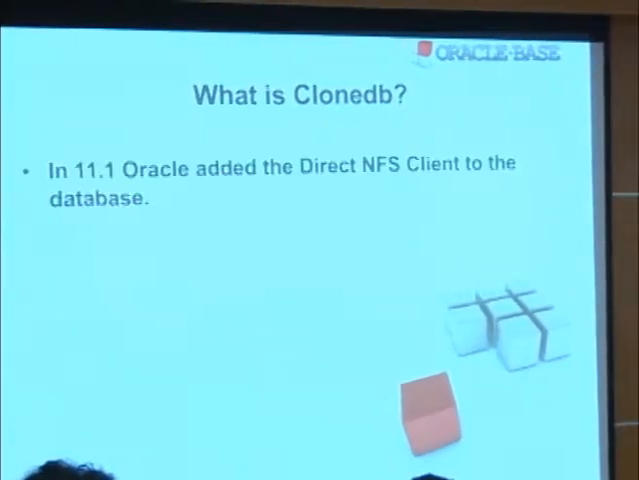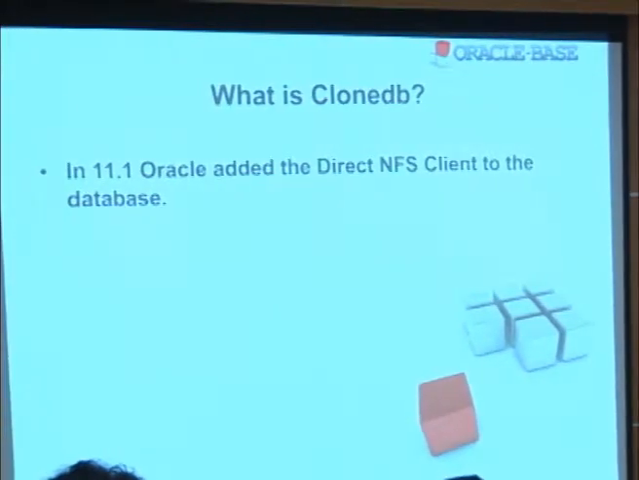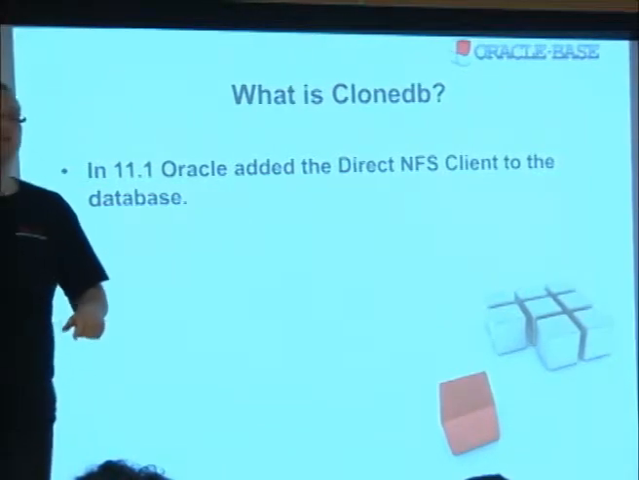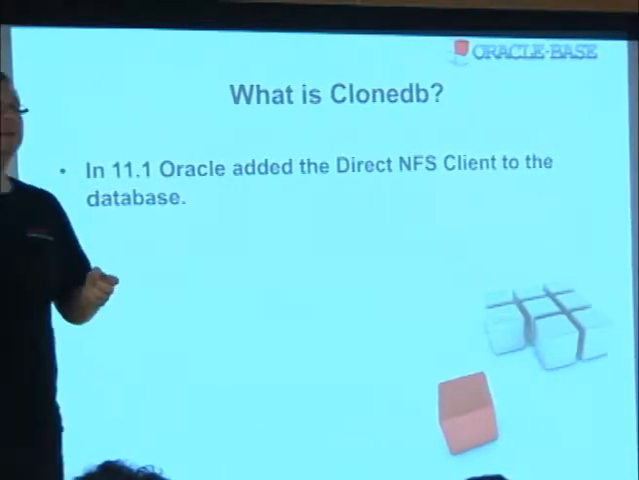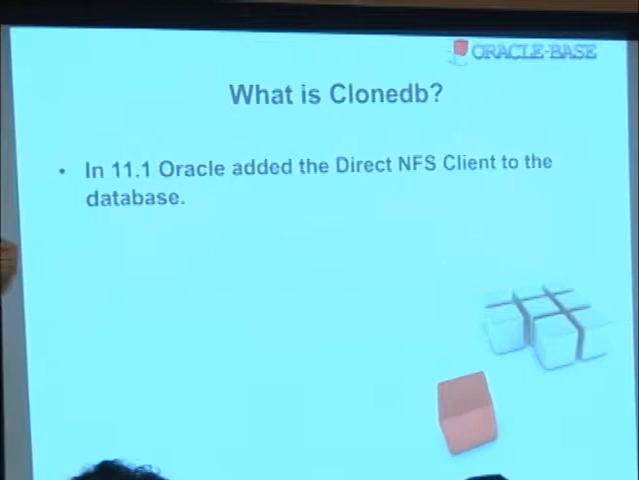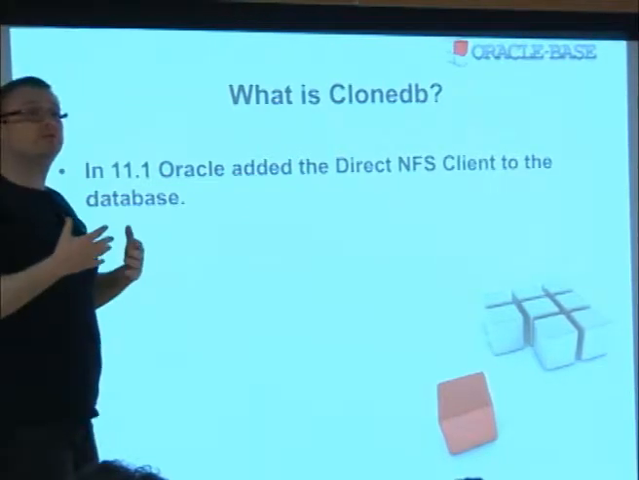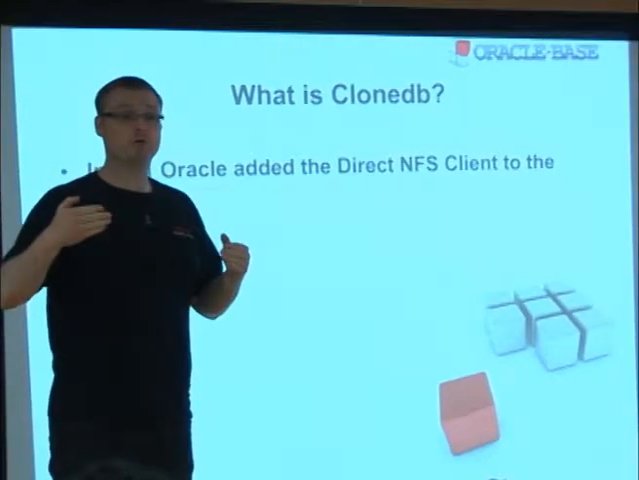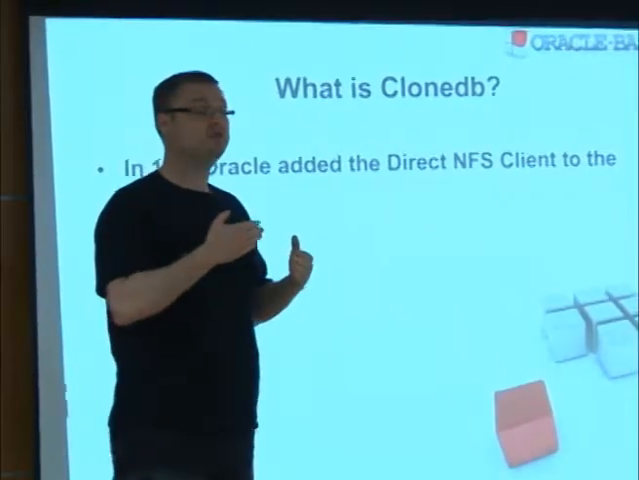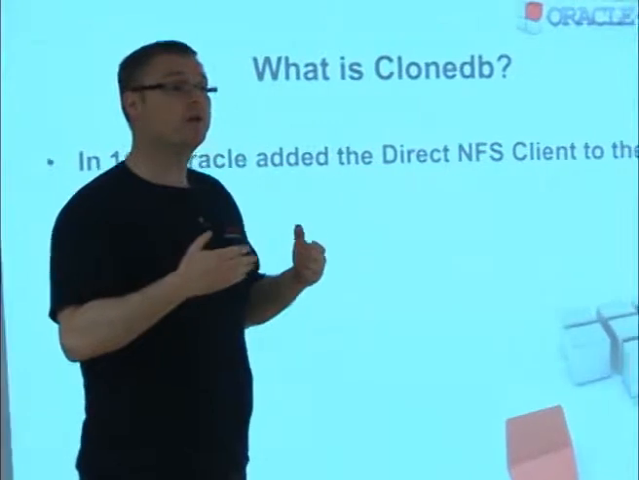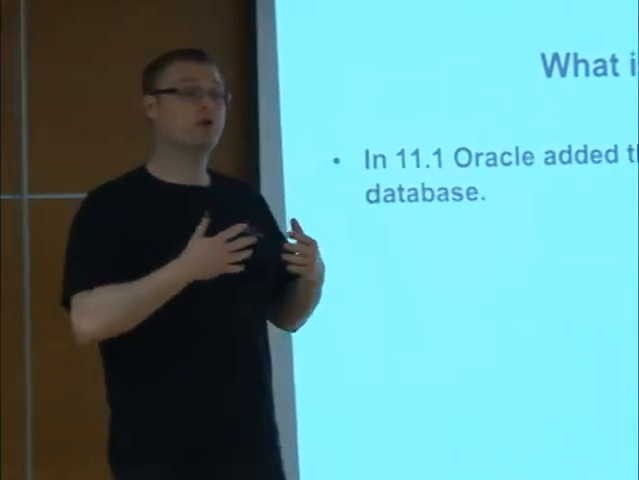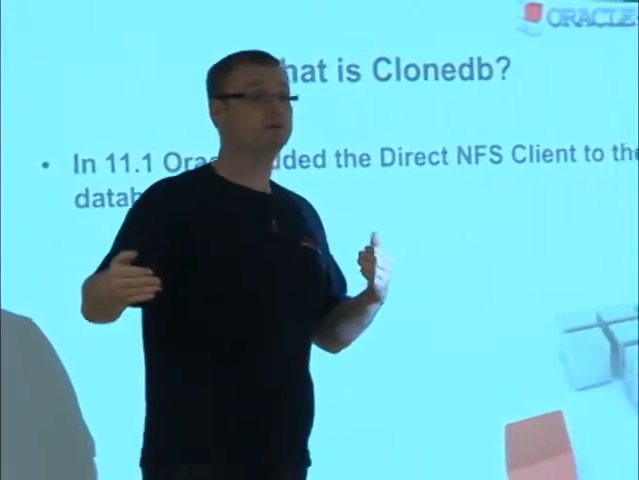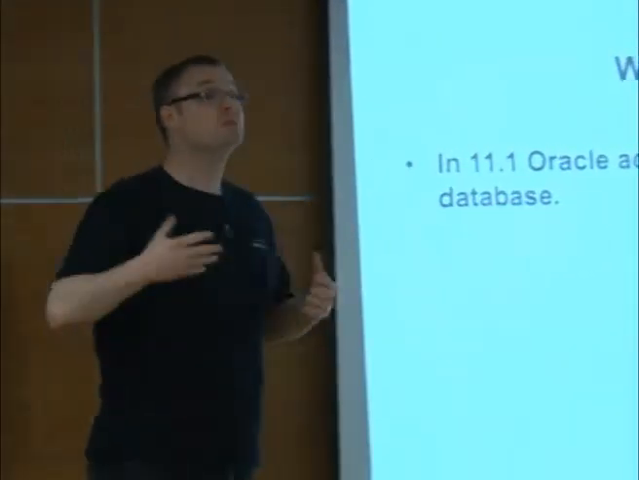So what is it? Let's take a little history lesson. In the first release of Oracle 11g, Oracle released a new feature called the Direct NFS Client. What this does is allow you to use an internal client in the database to write to NFS locations. So when the database is using NFS as a storage layer, it can use its own client that's optimized for Oracle rather than using the client built into the operating system. So that makes it much more efficient.